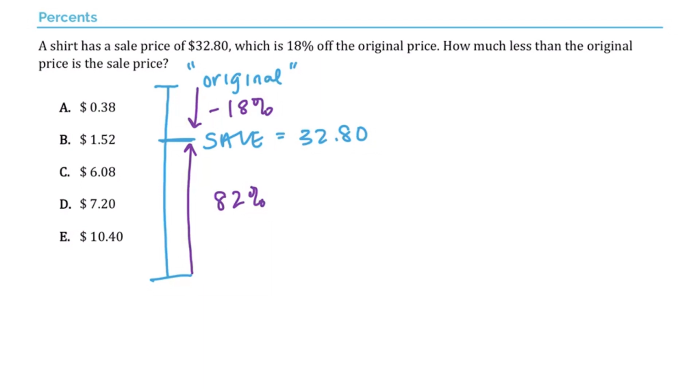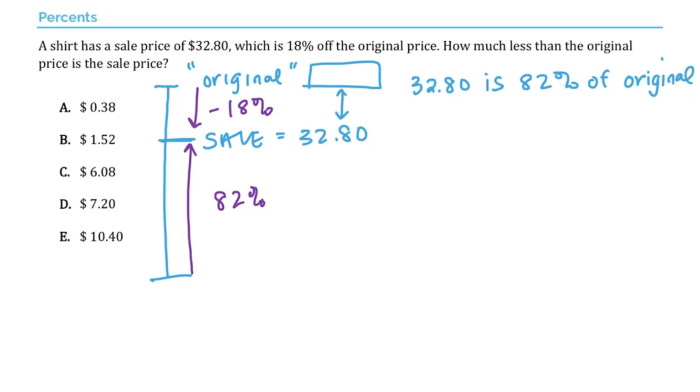So we want to know how much less than the original price is the sale price. Well, for us to know the difference between the original price and the sale price, we need to first know what is the original price. So what do we know? We know that $32.80 is 82% of the original price.